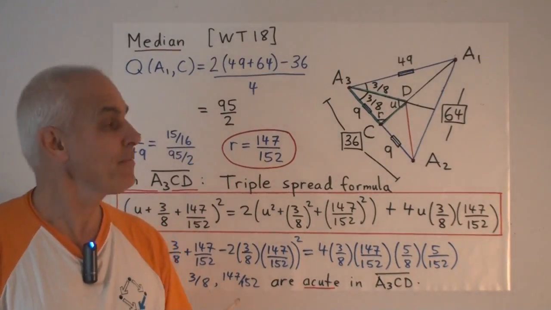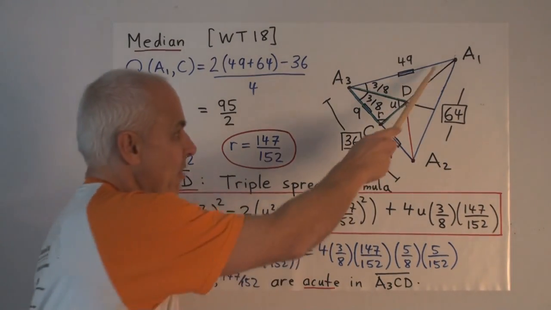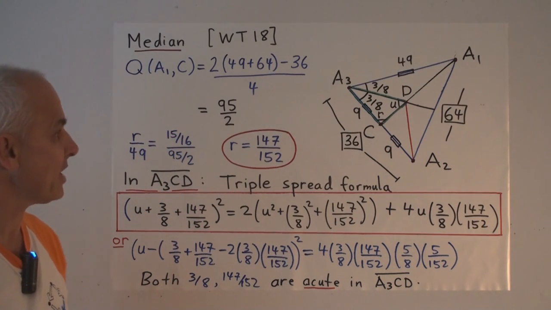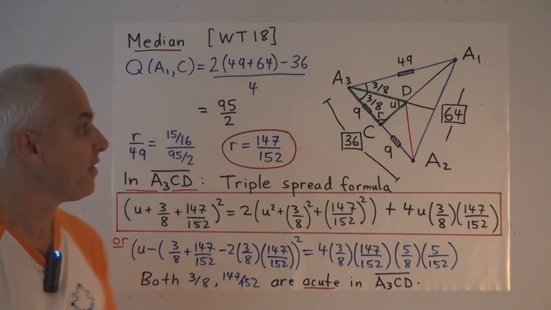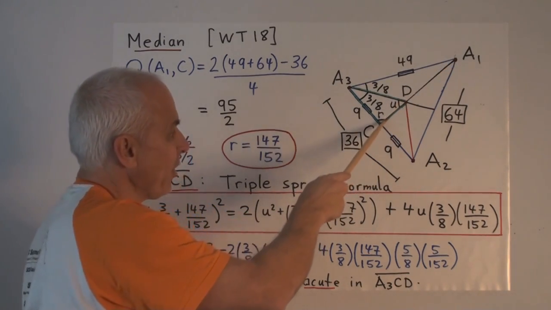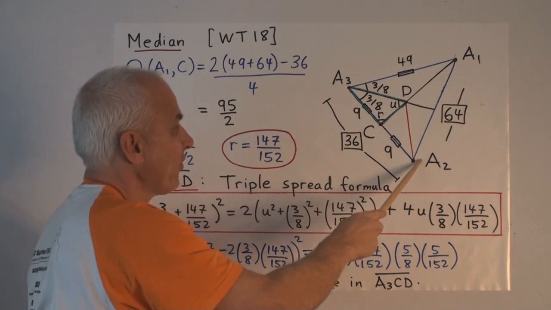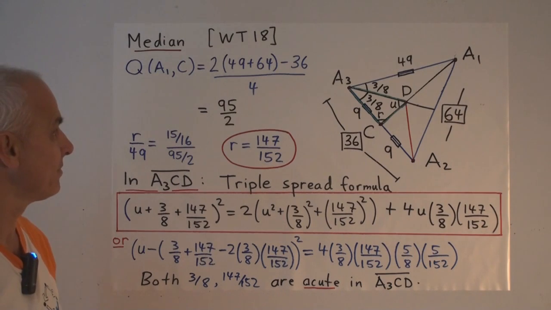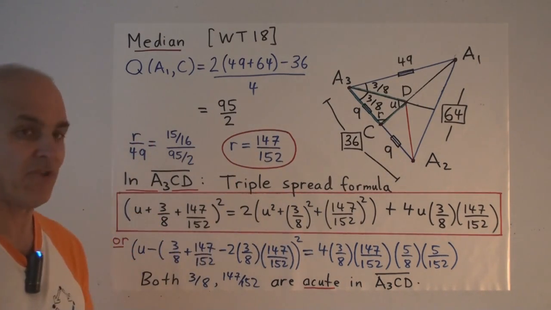Alright, so continuing on, we've talked now about this vertex bisector. Let's talk now about this median. The quadrance of a median is given by a very nice formula. It's shown to you in Wild Trig 18 in this series. So this quadrance here is 2 times this quadrance plus this quadrance minus this quadrance, all divided by 4. And so we know all these three, so the median's quadrance is 95 over 2.